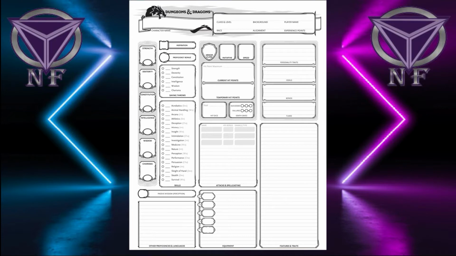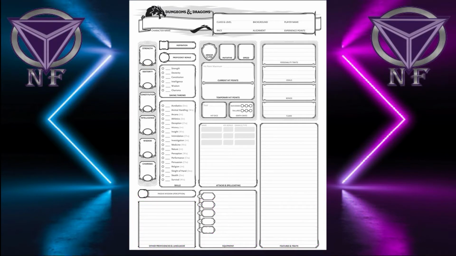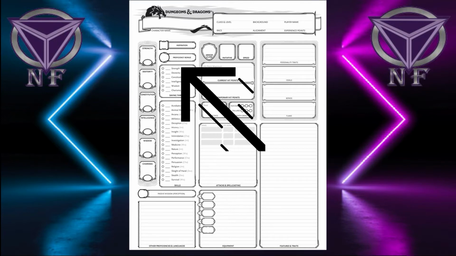And then you also, in that little circle, you have your modifier. And your modifier is basically what you're going to add to the roll if you do like a strength check or an intelligence check, save, etc., etc. Next to that, you're going to see your proficiency bonus.